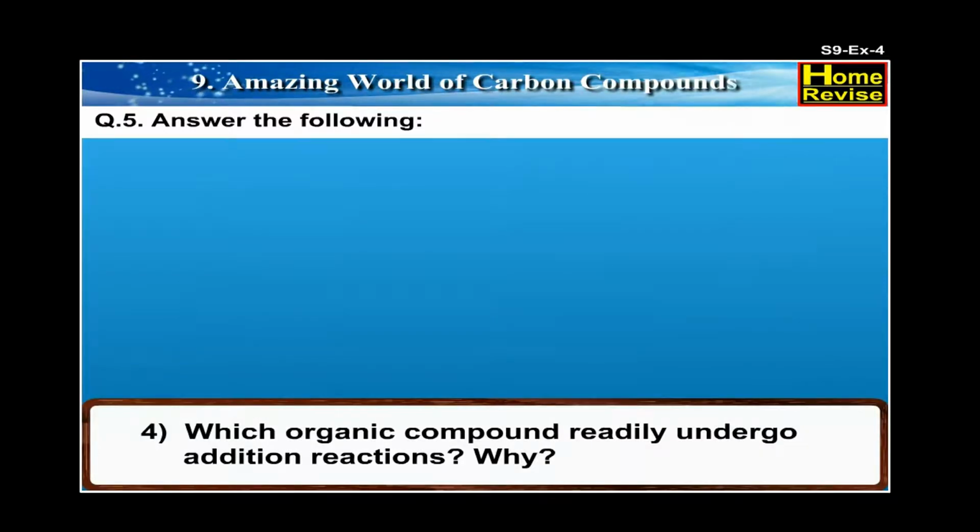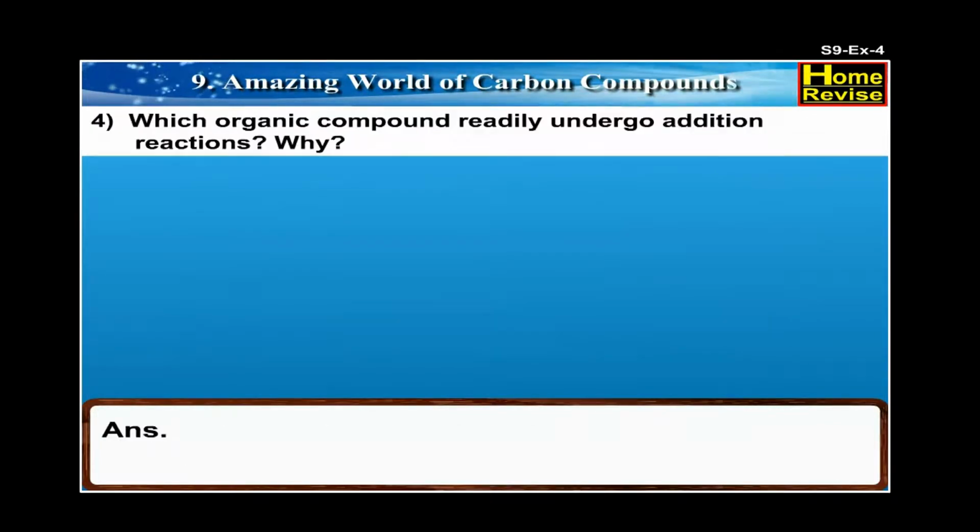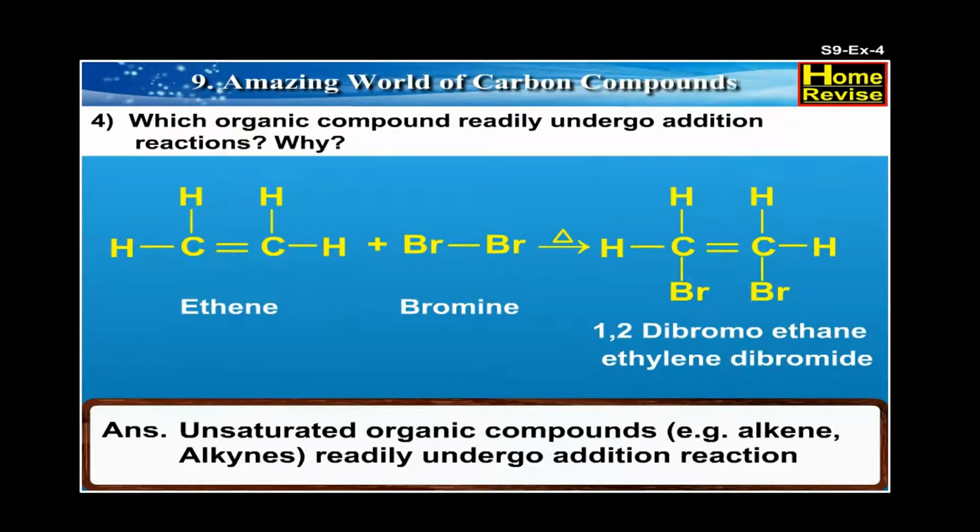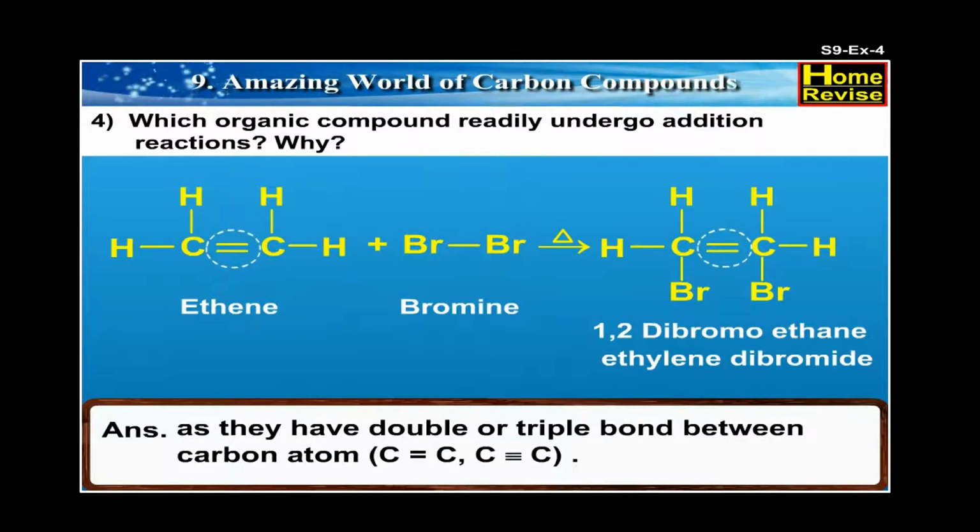Fourth, which organic compound readily undergoes addition reactions? Why? Answer. Unsaturated organic compounds, example alkenes, alkynes, readily undergo addition reactions as they have double or triple bond between carbon atoms. For example, C double bond C and C triple bond C.